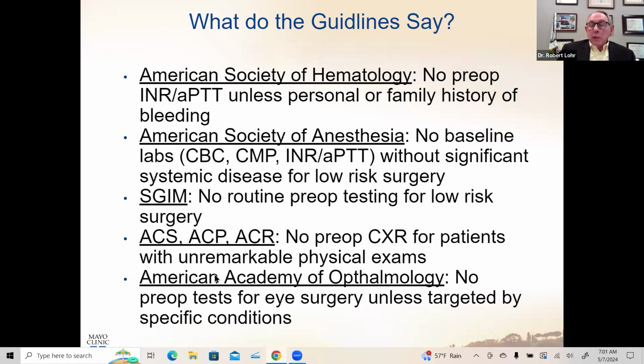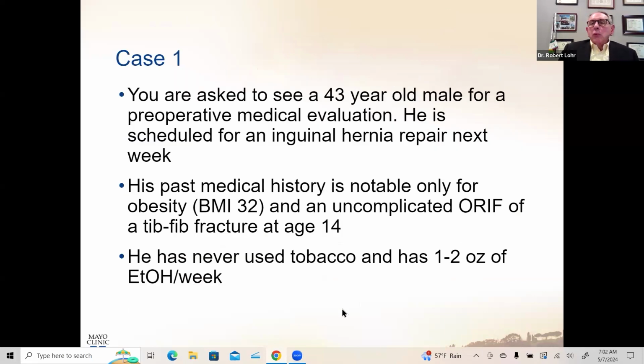And importantly, because I know you get asked to see a lot of patients for cataract surgery, and they're all elderly, and they all have underlying conditions, the American Academy of Ophthalmology says no pre-op testing for eye surgery unless targeted by specific conditions. Now they have hedged on this a little bit. In reality, there probably is little indication to do any testing for a cataract, and we'll mention that later. So let's go through a couple of cases.